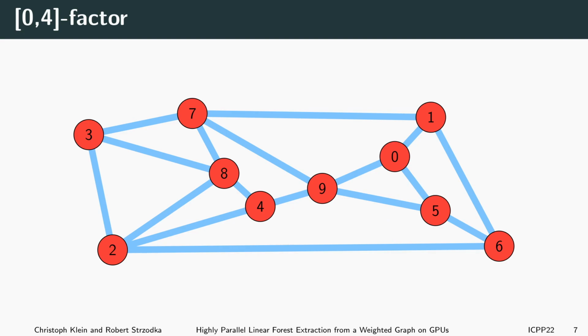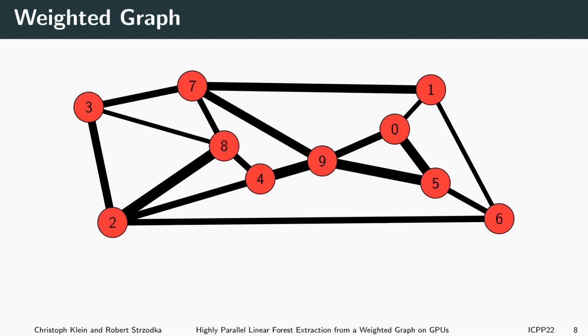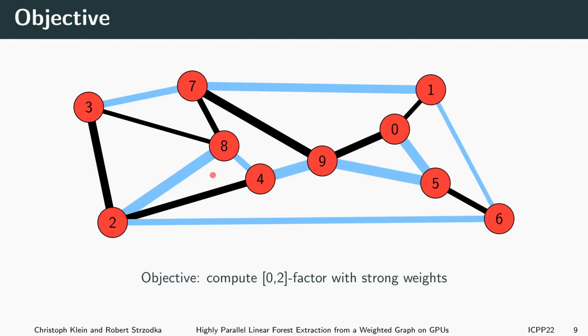So these are these 0-n factors. But often in practice you have not just a connected graph, but you also have weights on the edges, which I marked here by using thin and thick lines. And our objective here in these weighted graphs is that we want to compute a 0-2 factor including these strong weights.